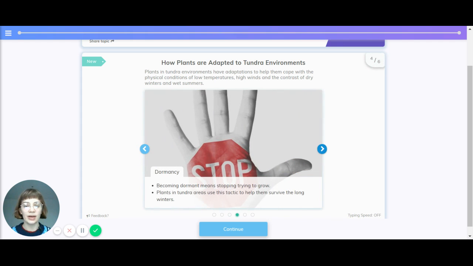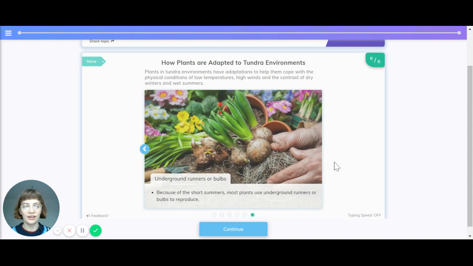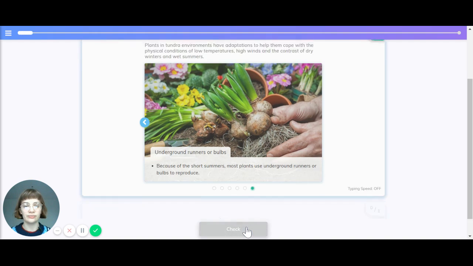Dormancy. Becoming dormant means stopping to grow. Plants in tundra areas use this tactic to help them survive the long winters. Shallow roots. Having roots that are really shallow allows plants to make the most of the permafrost layer that sits just beneath the soil. And finally, underground runners or bulbs. Because of the short summers, most plants use underground runners or bulbs to reproduce.